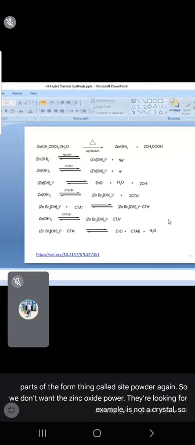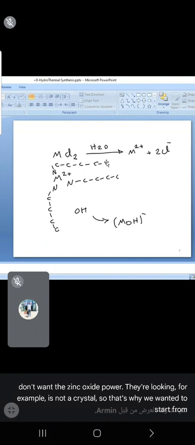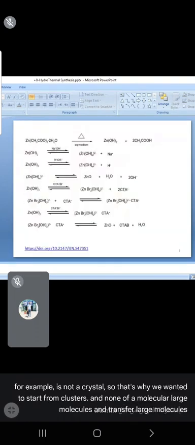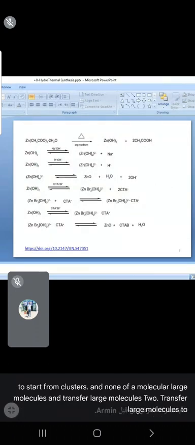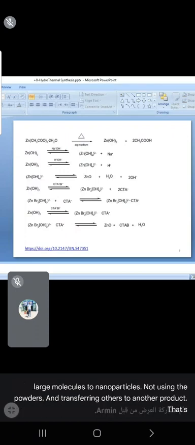So that's why we wanted to start from clusters and molecular large molecules and transfer large molecules to nanoparticles, not using the powders and transferring powders to another powder. That's a key point.